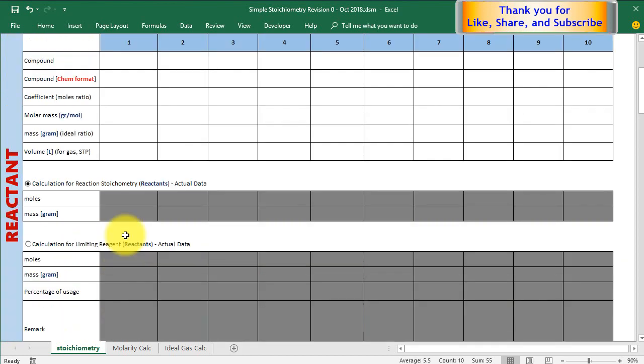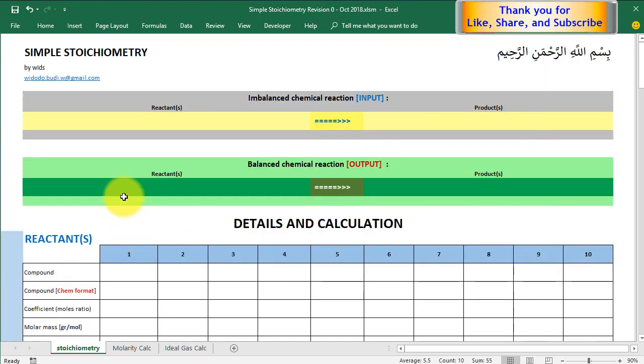Okay, the application will automatically calculate the coefficient of each compound and it will be shown in the green box here, and also in the details and calculation table below. Okay, let's try.